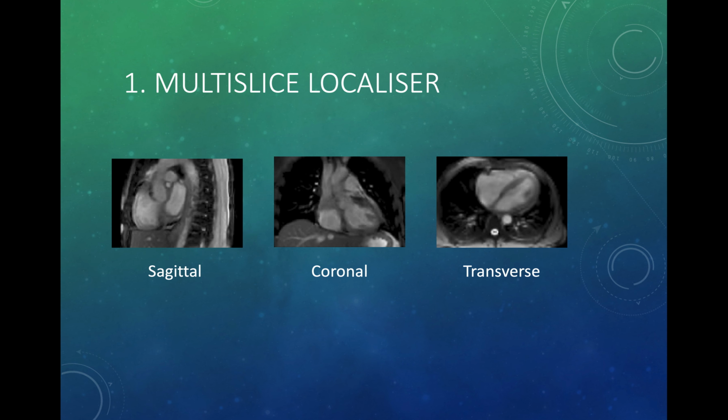Let's go through some basics of the views. We all know those are the localizers and scouts, which are the orthogonal views: sagittal, coronal, and transverse. As you may know, the heart is oblique, to the left and downwards. So the axes of the heart are different from the axes of the chest.